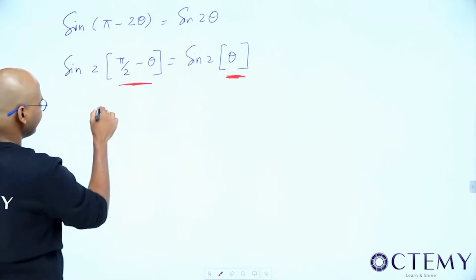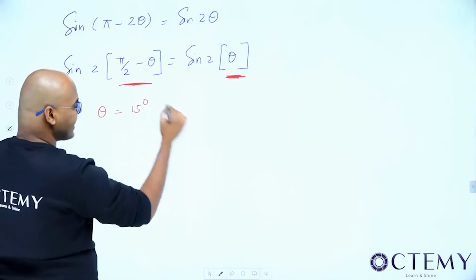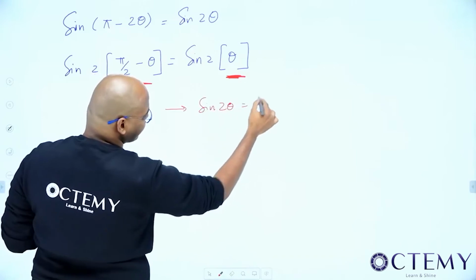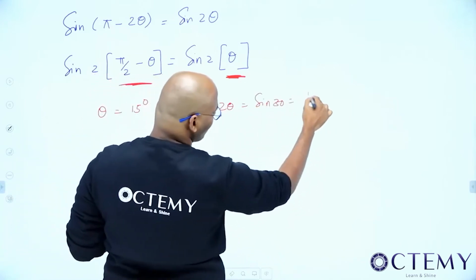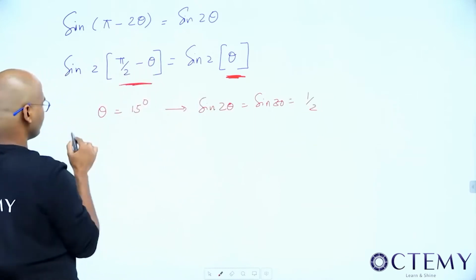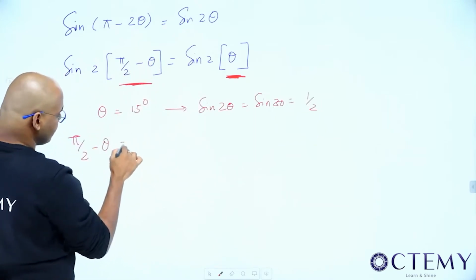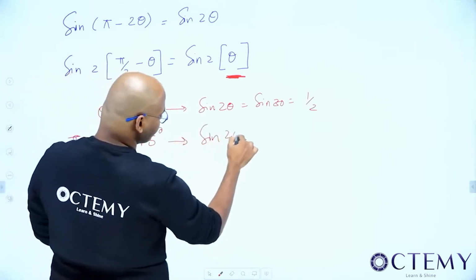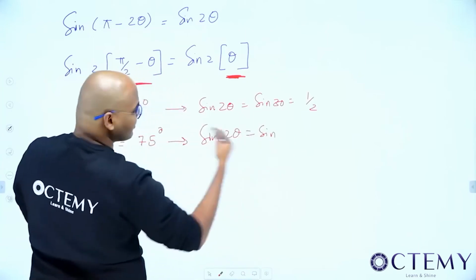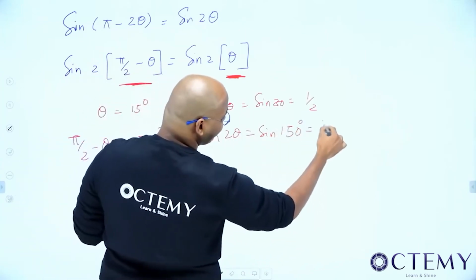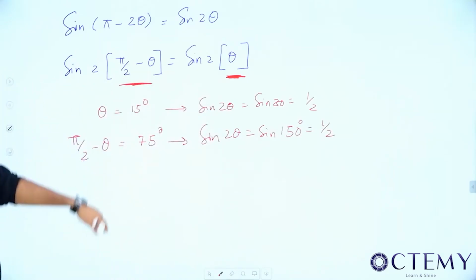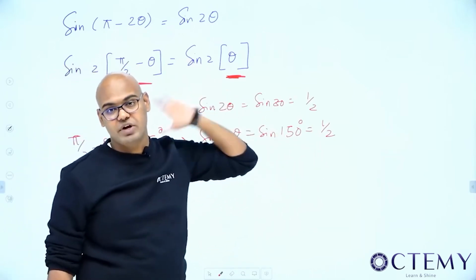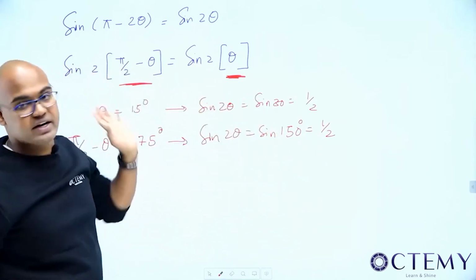Yesterday's problem, if you remember, at theta equal to 15 degrees, what is the sine 2 theta value? Sine 30 degrees, that is 1 by 2. Now for pi by 2 minus theta, that is 90 minus 15, which is 75 degrees. So sine 2 theta means sine 2 into 75, sine 150. What is sine 150? Again 1 by 2. So either you project with an angle theta or pi by 2 minus theta, you will get the same range.